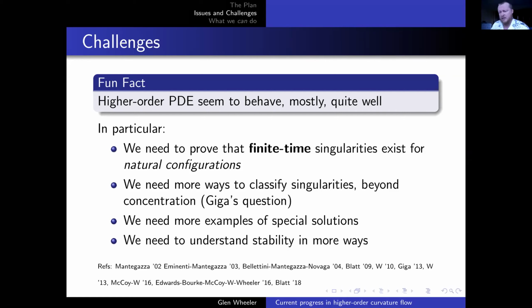Okay, and then the last thing that I want to say is that we need to understand stability in more ways, and you're going to see what I mean by that when I start to get into the specifics of what's known for these flows. But basically, we are looking at perturbations of spheres, planes, in a certain topology, and the existing results are that these things either are stable or they're not stable, and that needs to be expanded. We need more of that, and we need more topologies.